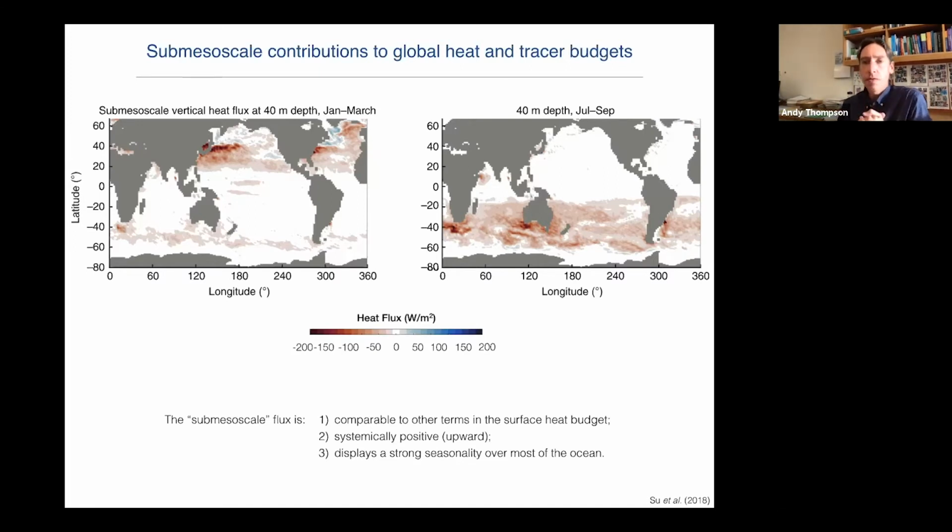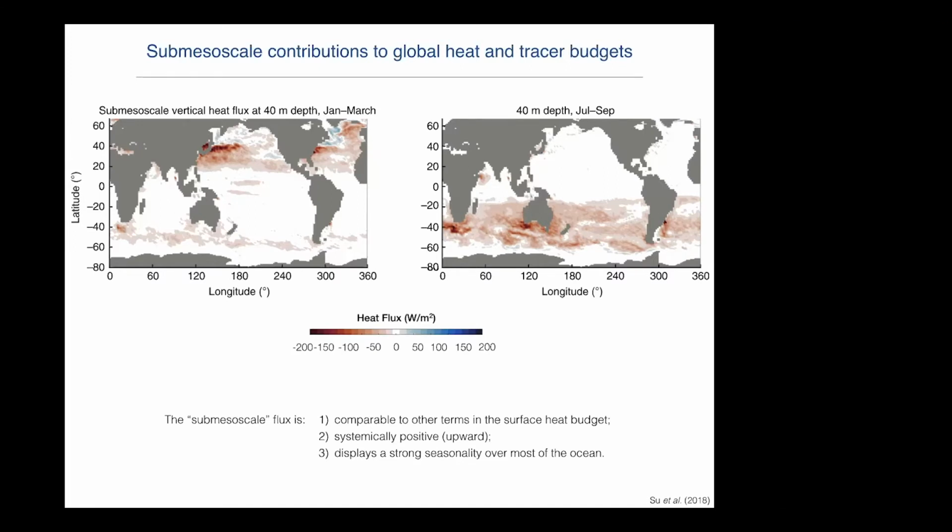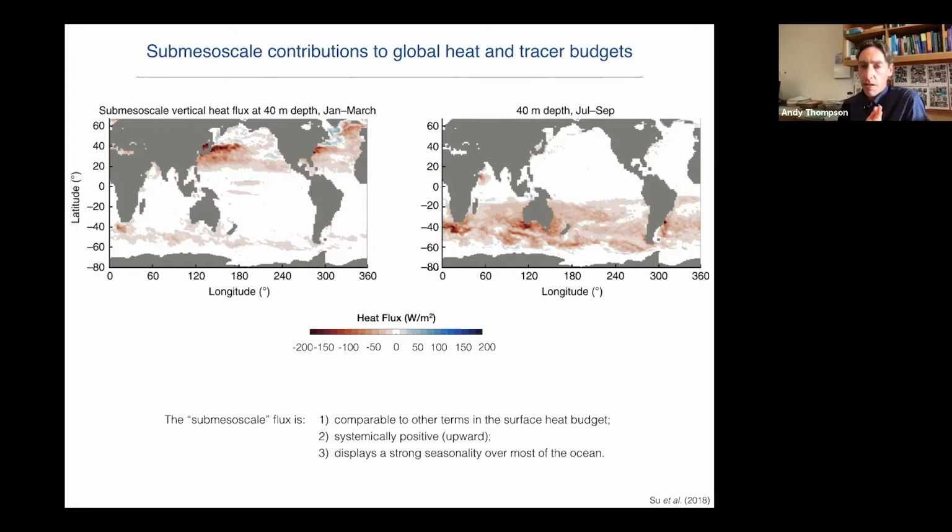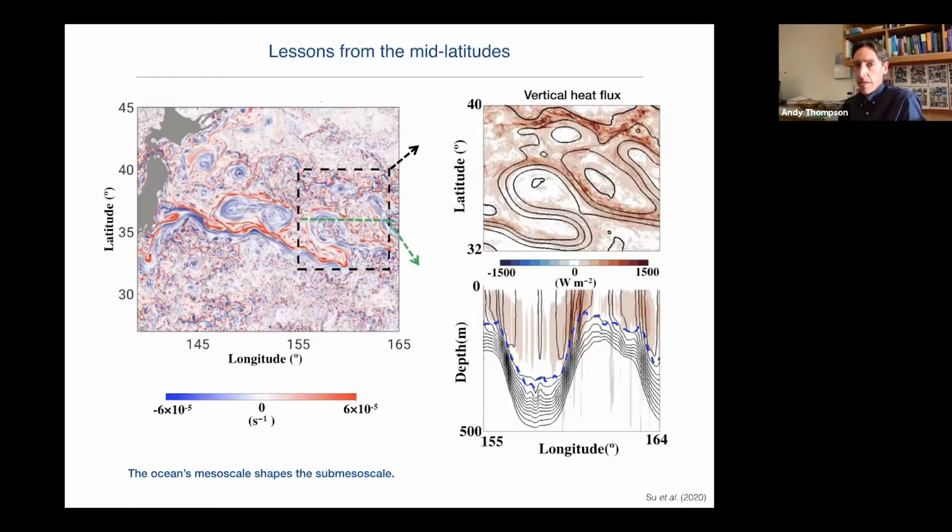Okay, so just for the next couple of minutes, what I want to do is maybe just give a little summary of some of the key lessons that we've learned from submesoscale dynamics in the mid-latitudes. And so the first place that people went to look at the importance of submesoscales was in the western boundary currents. So this is a zoomed in snapshot from that same numerical model. On the left here, this is the Kuroshio extension.